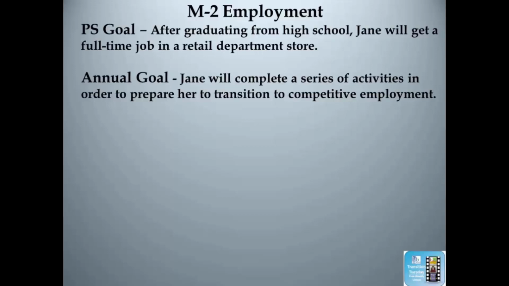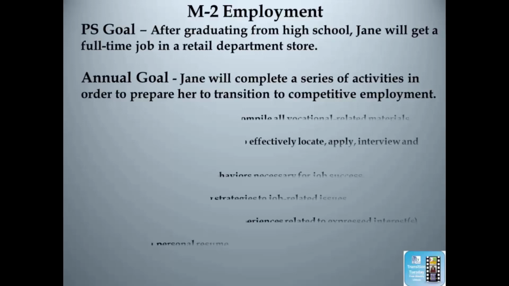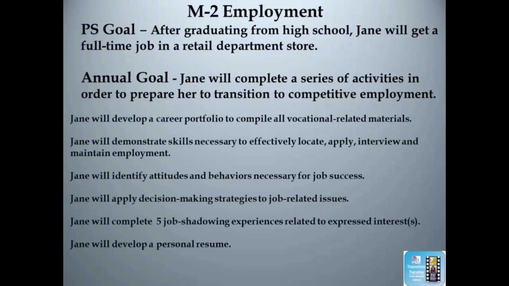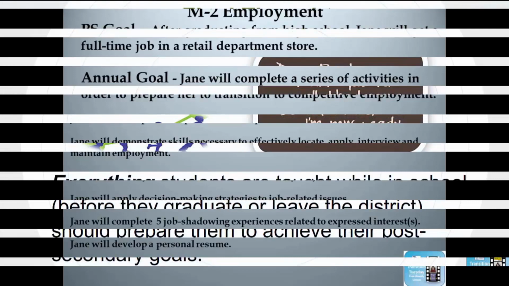Some of the check-off things are, Jane will develop a career portfolio to compile all vocational related materials. Jane will demonstrate skills necessary to effectively locate, apply, interview, and maintain employment. Jane will identify attitudes and behaviors necessary for job success. Jane will apply decision-making strategies to job-related issues. Jane will complete 5 job shadowing experiences related to expressing interests. Jane will develop a personal resume. So these are a list of things that Jane will complete.